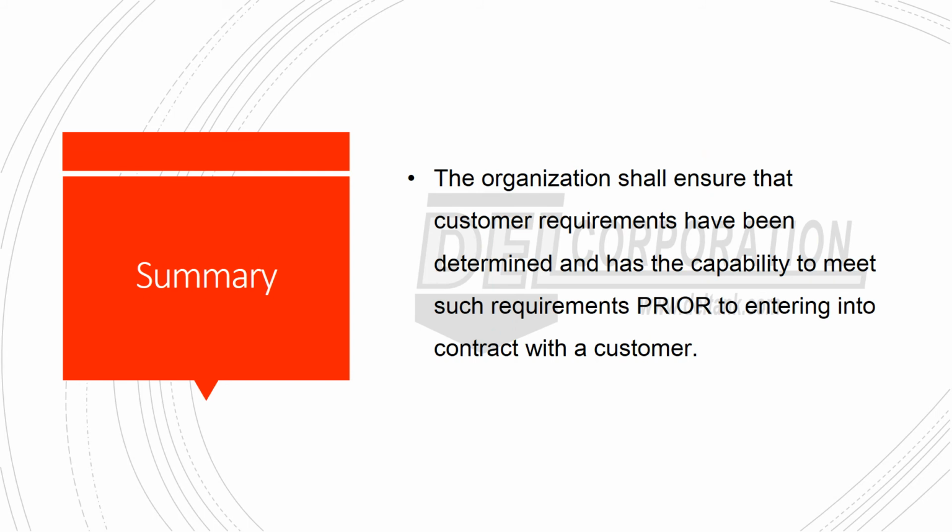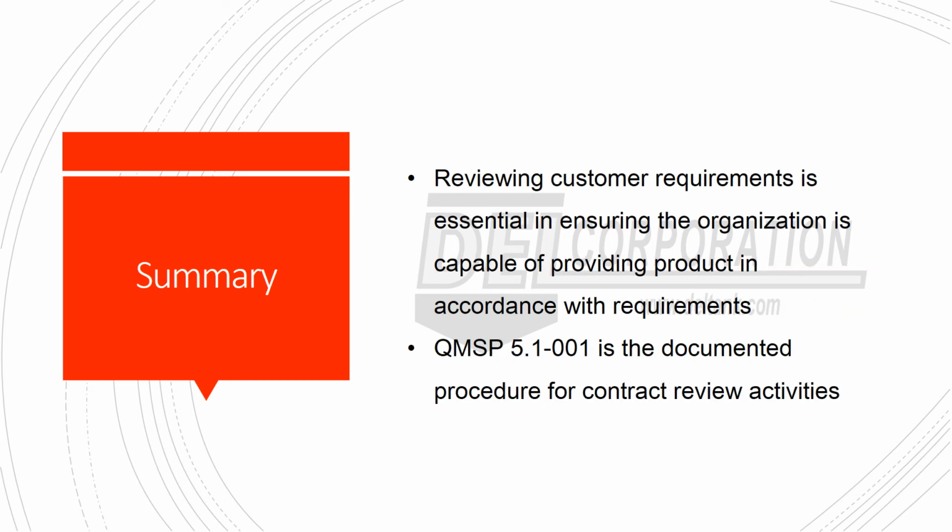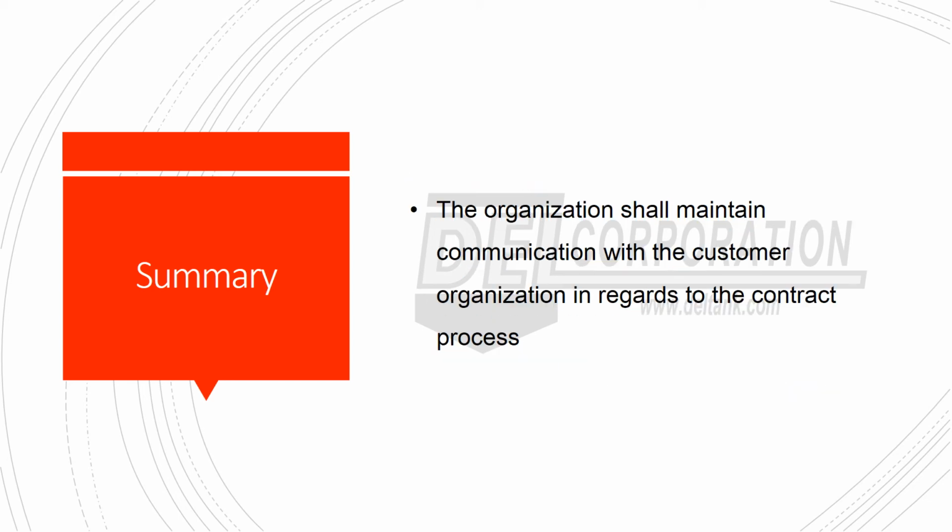Let's sum up what we've learned. The organization shall ensure that customer requirements have been determined and has the capability to meet such requirements prior to entering into contract with a customer. Reviewing customer requirements is essential in ensuring the organization is capable of providing product in accordance with requirements. QMSP 5.1-001 is the documented procedure for contract review activities. The organization shall maintain communication with the customer organization in regards to the contract process.